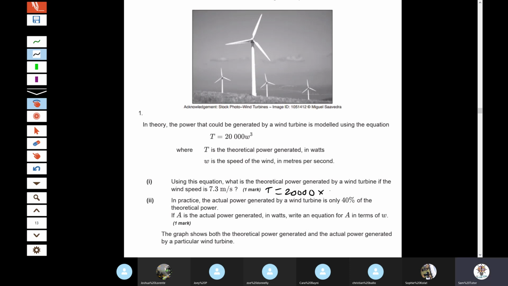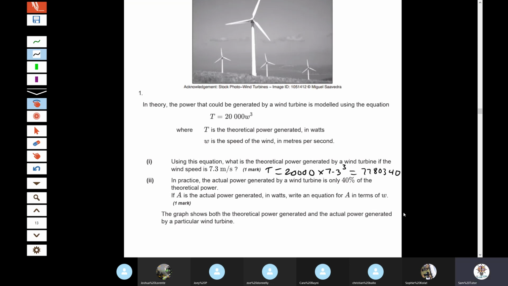Did we get an answer for this? 20,000 times 7.3 cubed? It's 7780. 340 in watts. Any questions there?